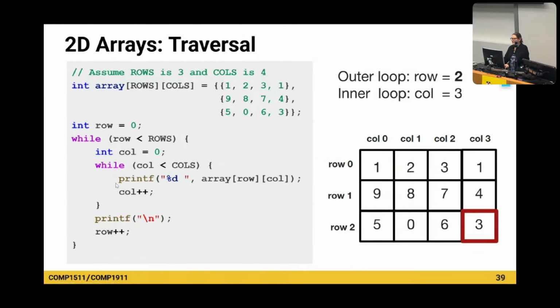When we get to here, our row would be incremented to 3, and the whole outer loop would stop, and we would have printed everything out. So this kind of loop allows us to go through all of the cells, starting at row 1, going across the column, moving to the next row, going across the columns, moving to the next row, going across the columns.